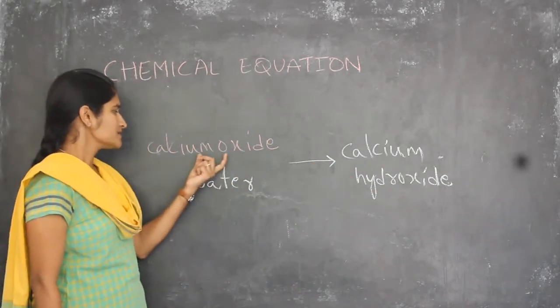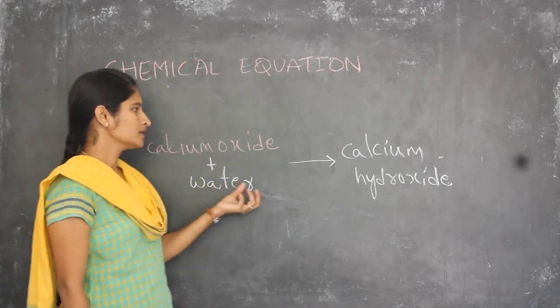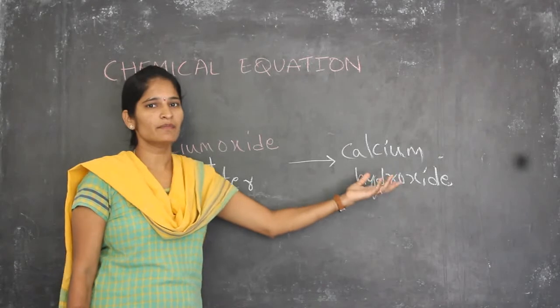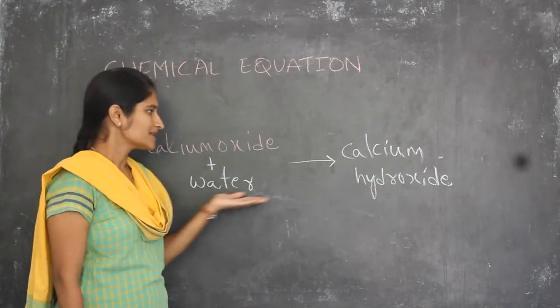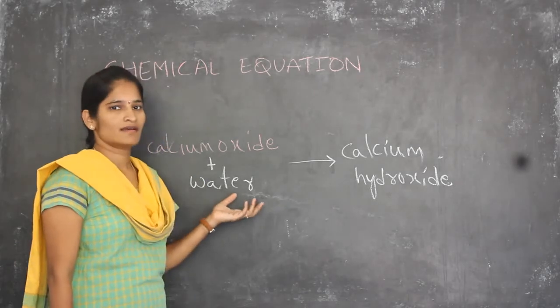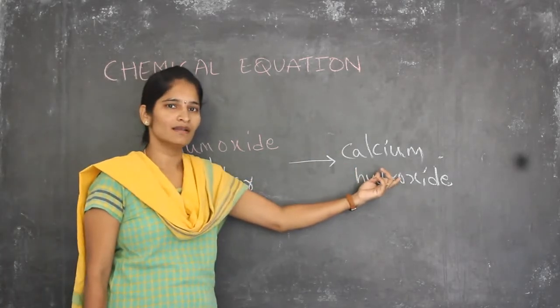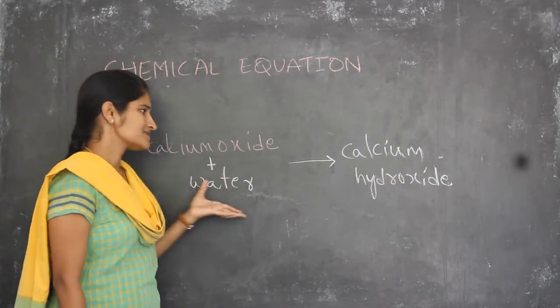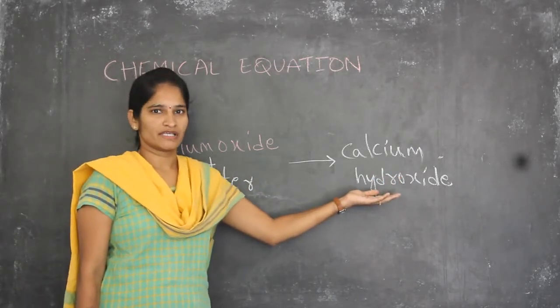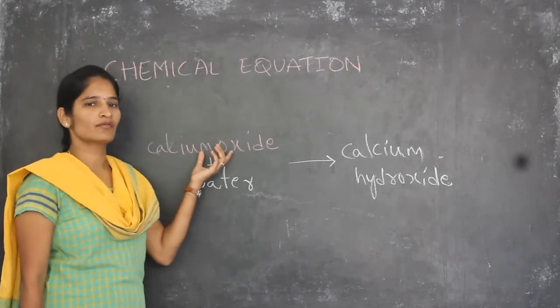Now here calcium oxide plus water are combining to give calcium hydroxide. So which type of reaction is this? Here two compounds are combining to form a single compound. That's why this is called a chemical combination. Is it clear? Now this is the equation, but in word form.